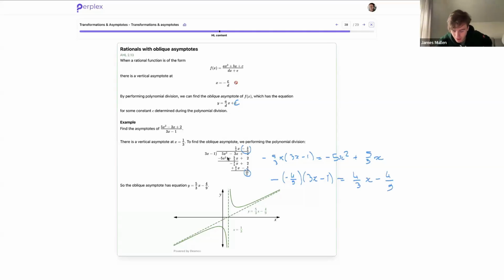All right, and the remainder actually doesn't matter. The only thing that matters really is the quotient that I find, which is 5 over 3x minus 4 over 9. Because that's going to make what we call an oblique asymptote, which is an asymptote that is a straight line that actually has a slope. So if I were to graph this function, I graph 5 over 3x minus 4 over 9. I graph my vertical asymptote at x is equal to 1 over 3. And then the rational function is still going to have asymptotes, but they're going to be curved like this towards the oblique asymptote. Very, very tricky topic.